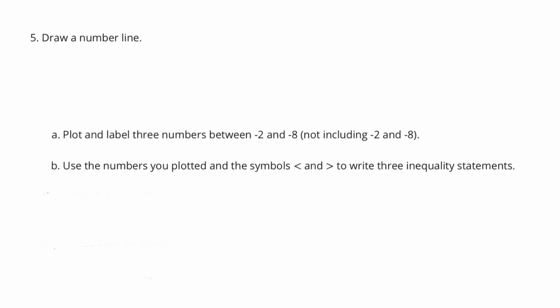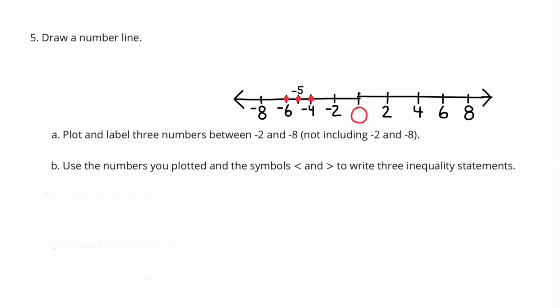Number 5. Draw a number line. A. Plot and label 3 numbers between -2 and -8, not including -2 and -8. Here you can see I've drawn a number line, and to the left of 0, I've plotted -4, -5, and -6.